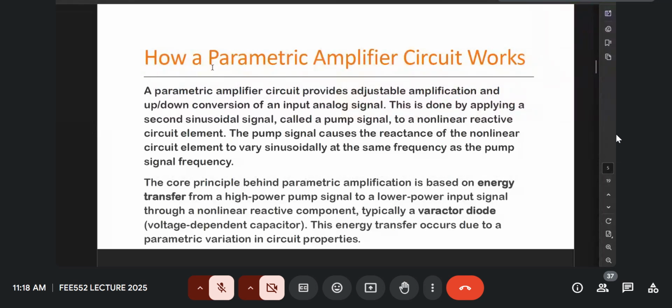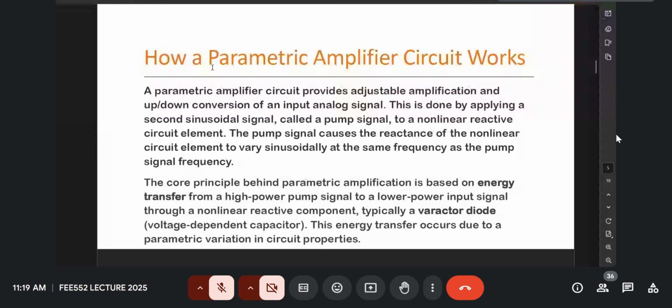So we'll move to how these parametric amplifiers work. As I've told you, they work under the principle of transfer of energy from the pump signal to the signal frequencies, which are the signals of interest which we want to amplify. Parametric amplifier circuits provide adjustable amplification and up-down conversion of an input analog signal. This is done by applying a second sinusoidal signal called the pump signal, which is a high power, high frequency signal, to a nonlinear reactive circuit element.